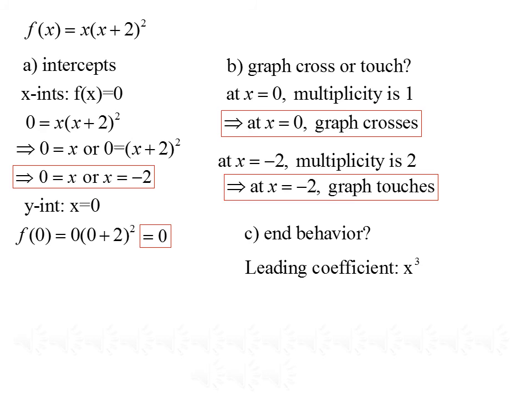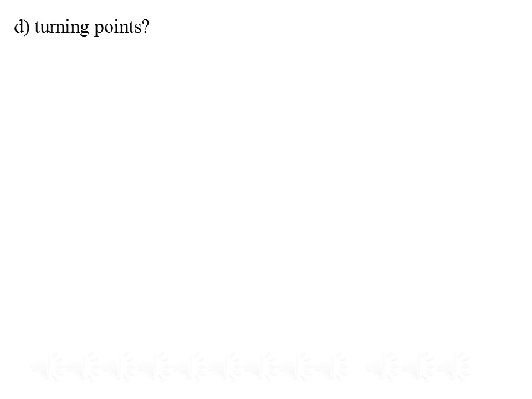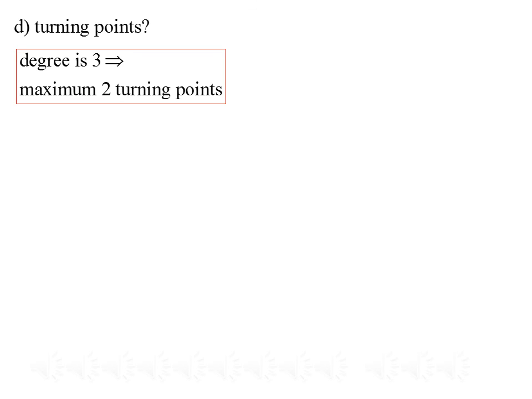Next, we want to evaluate the end behavior. So again, if we were to multiply this function out, we would get a leading term of x cubed. The sign on x cubed is positive. That means the right-hand side will go up. And the degree is odd, which means the left-hand side would do the opposite. So our end behavior will be down, up. Next, we want to determine the maximum number of turning points that our graph could have. So since the degree of our polynomial is 3, that means the maximum turning points will be 2, one less than the degree.